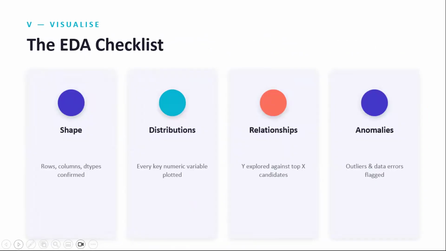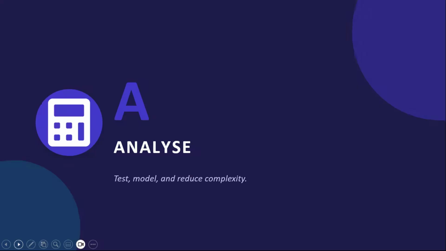And the EDA checklist, the exploratory data analysis checklist, tells you what is the shape of the data, what is the distribution, if there are some relationships and anomalies like outliers in the data. After this, you are in a position to look at the analyze phase. This is where we actually build the models.